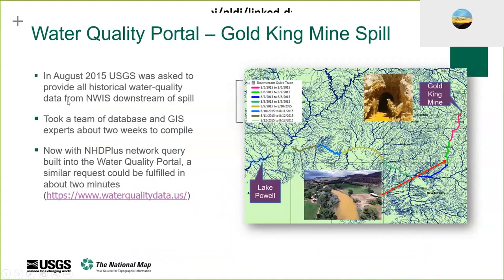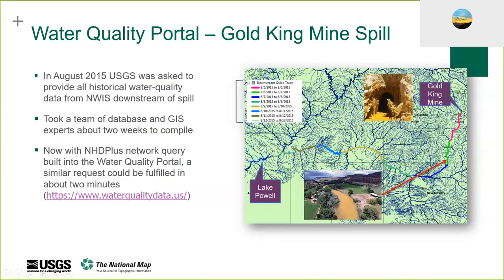And just to give you an example of how this can really empower things, we had an example back in August of 2015 where there was a spill called the Gold King Mine. It spilled mine waste into the Animas River. And what you're seeing here is a model that was used to estimate travel time of the plume going downstream. Each of the different colored segments is 1 day going downstream on the Animas River.